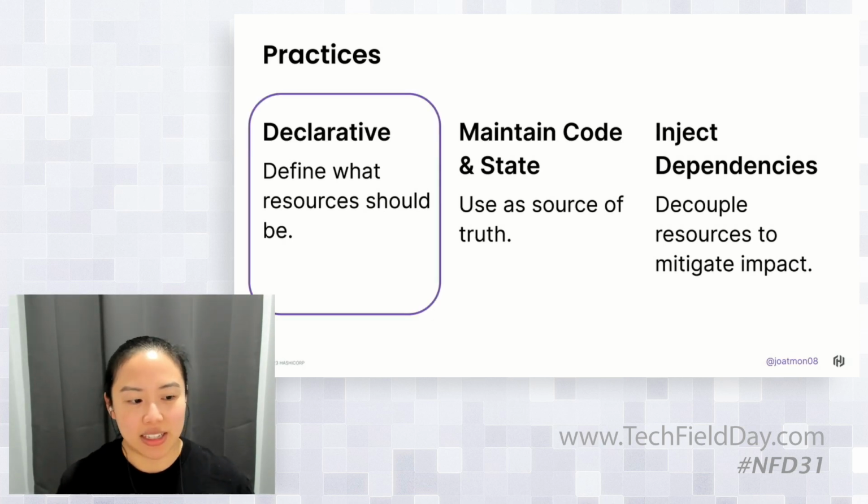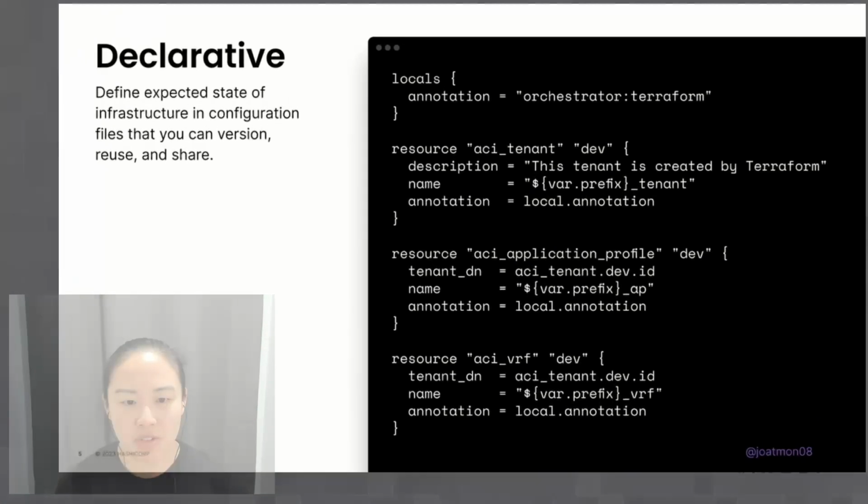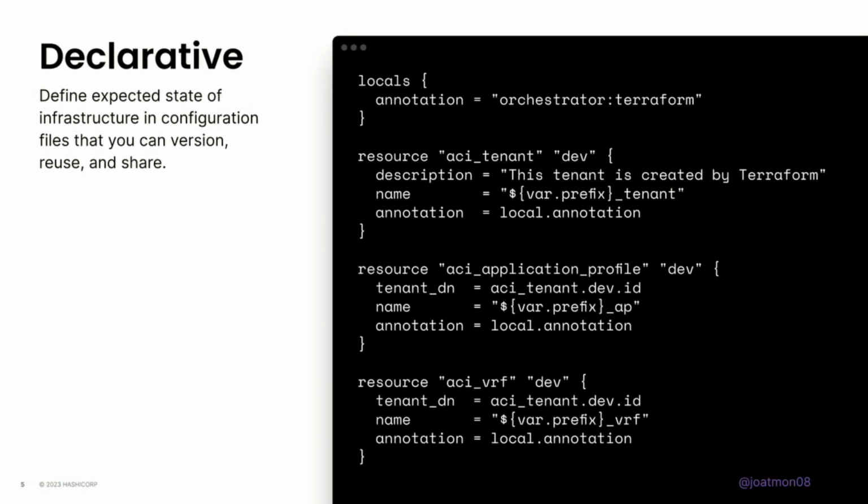All right, so let's start with declarative practices. If you're not so familiar with Terraform, this is going to be a very rapid overview. But Terraform is a declarative domain-specific language that offers you the ability to configure infrastructure with specific attributes as well as resource descriptions. This means that you define the expected state using configuration files. And these configuration files you can version, reuse, and share as you need to. The main difference between declarative versus imperative is declarative describes what the end state should be. Imperative describes how you're going to get to the end state.